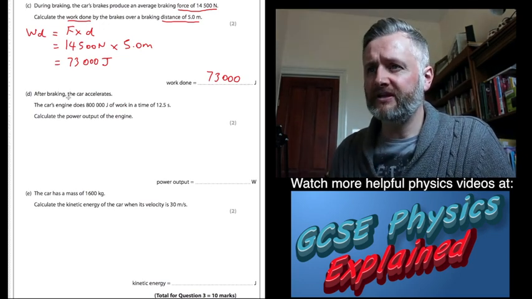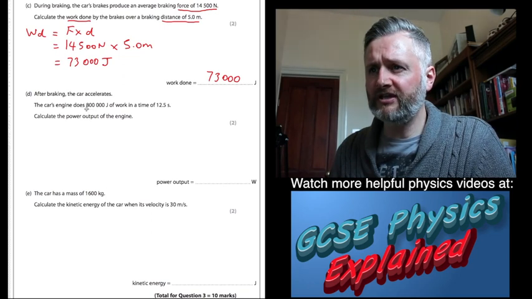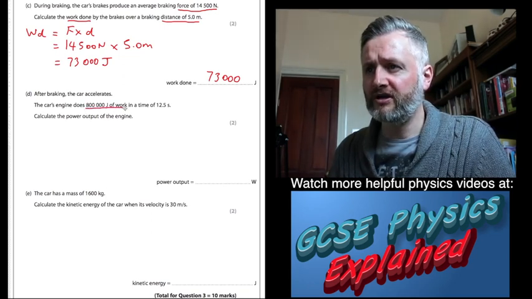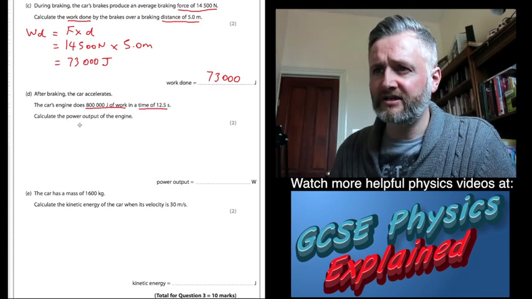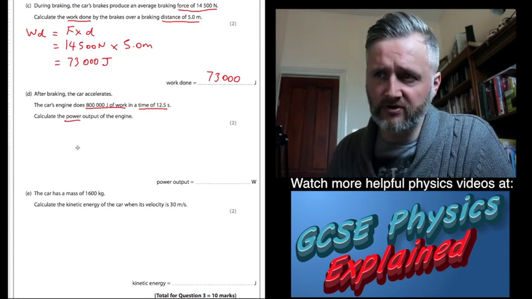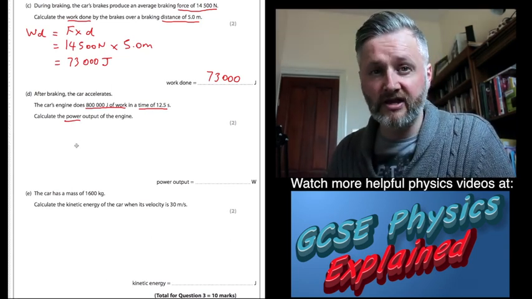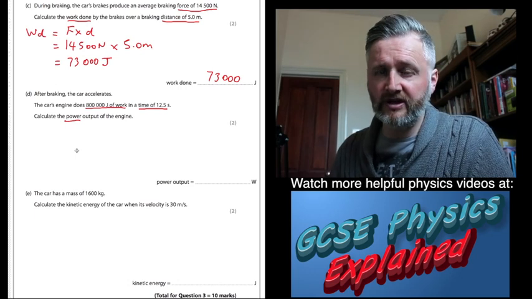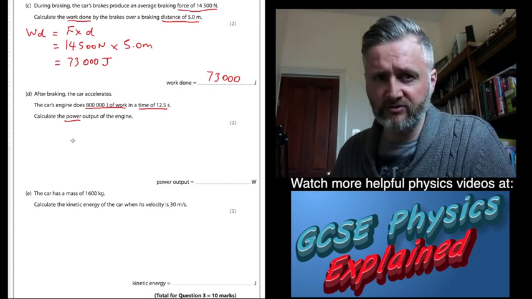D. After braking, the car accelerates. The car's engine does 800,000 joules of work in a time of 12.5 seconds. Calculate the power. Do you see what I'm doing each time? I'm underlining what it is it gives us and what it is that I need to work out. That's a good exam technique. I would do the same if I was you.